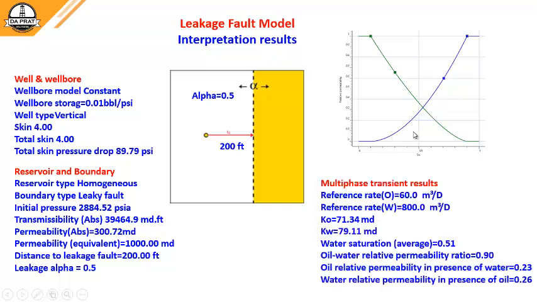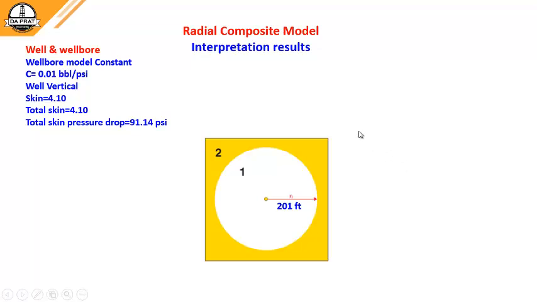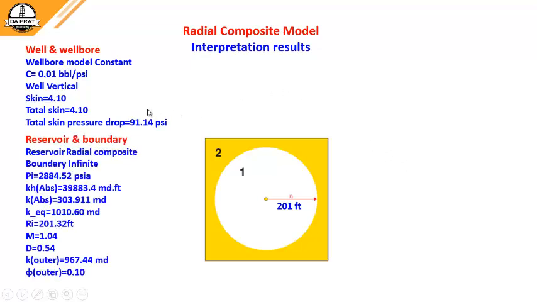And the results, when we enter the multi-phase transient results, you have your permeability for the oil and your permeability for water. In this case, the average water saturation is around 0.5, 51%. And this is the data when you're dealing with two phases, water and oil. The radial composite model, these are the results. You will see they're very, very similar, practically speaking, almost the same.